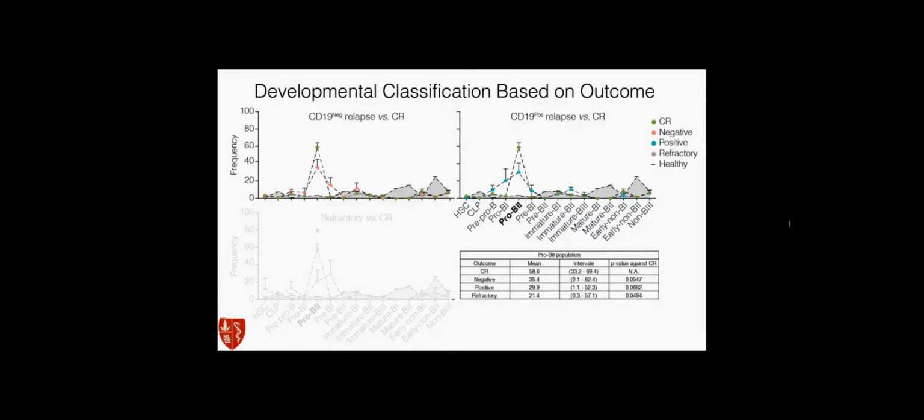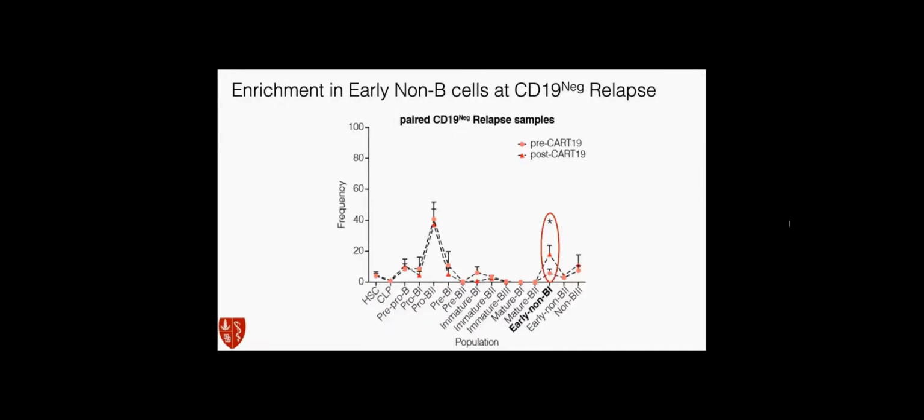Here's what it looks like for patients who had a complete remission versus those who had a 19 negative relapse. And here's what it looks like for patients who had a complete remission versus those who were refractory. So in each case where patients either were refractory or suffered a relapse, there were fewer cells in this Pro-B2 population, although this only reached statistical significance when comparing to the refractory patients.